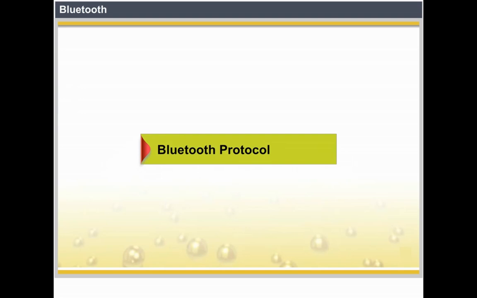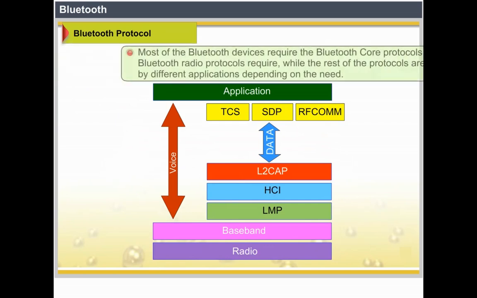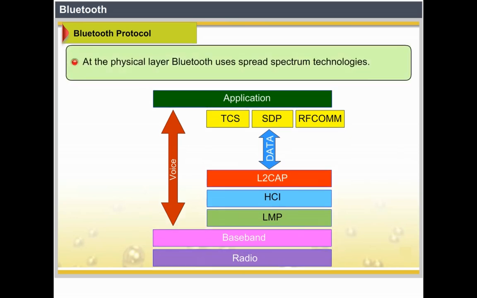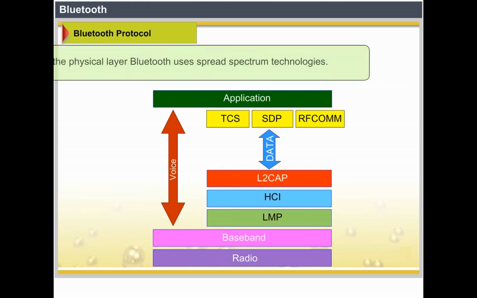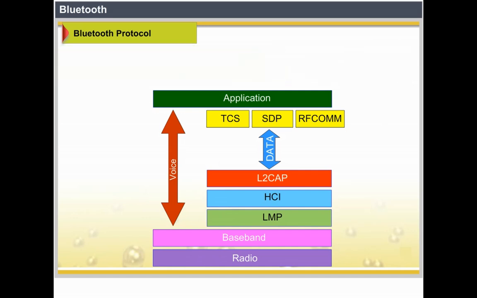Bluetooth protocol. Bluetooth protocol is a combination of different protocols. The Bluetooth core protocols plus the Bluetooth radio protocols are required by most of the Bluetooth devices, while the rest of the protocols are used by different applications as needed. At the physical layer, Bluetooth uses spread spectrum technologies. It uses both direct sequence and frequency hopping spread spectrum technologies.